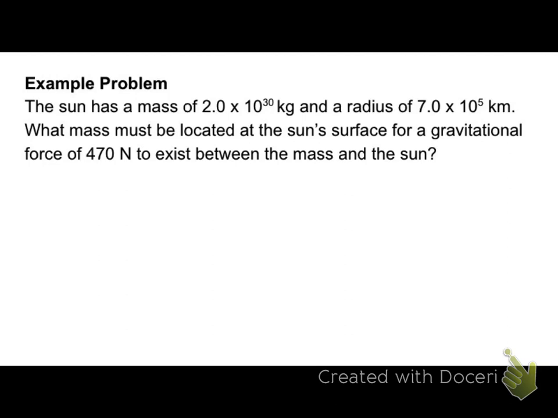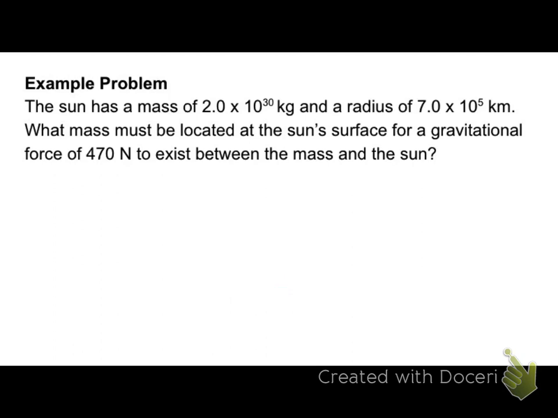So I'll just draw a picture to help illustrate what this problem is asking, okay? They're saying we have the sun, we have an object sitting here, okay? Distance from that object to the center is the radius. And then there's the mass of the sun and the force that exists between them. So what must be the mass of the second object is what we're solving for here. So M2.